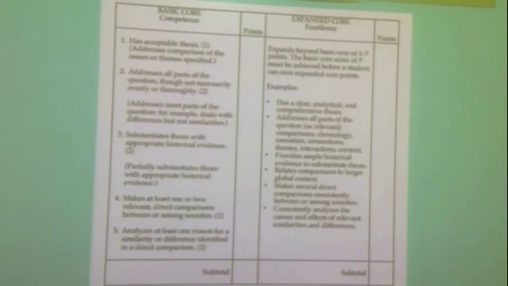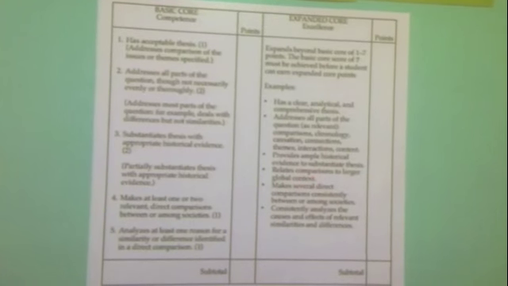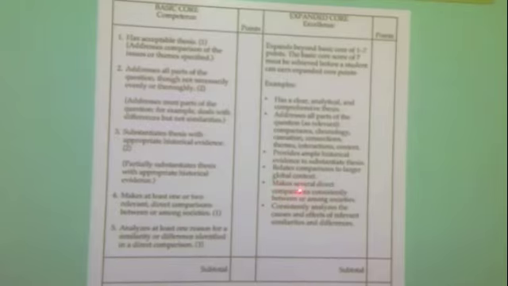It says you have to have a clear, analytical, and comprehensive thesis, address all parts of the questions, comparisons, chronology, causation, connections, themes, interactions, content, provide ample historical evidence to substantiate thesis, relate comparisons to larger global context, make several direct comparisons consistently between or among societies, or consistently analyze the causes and effects.